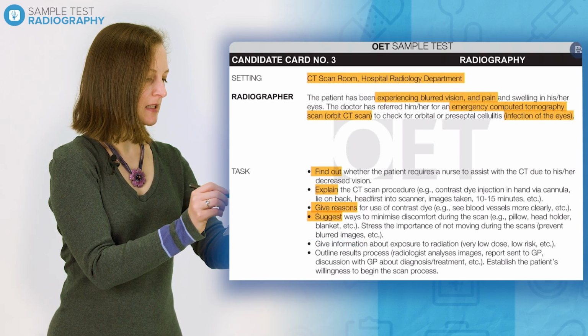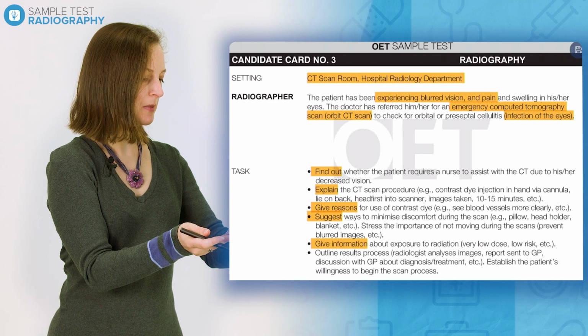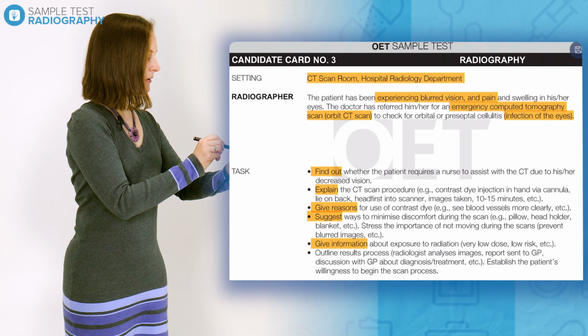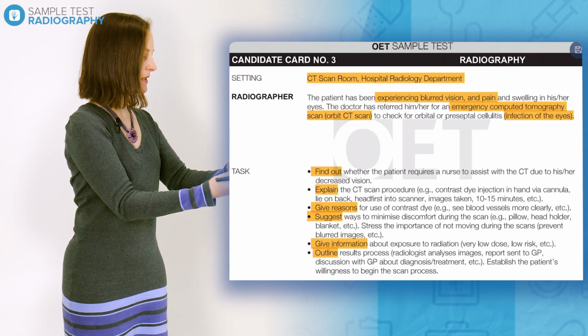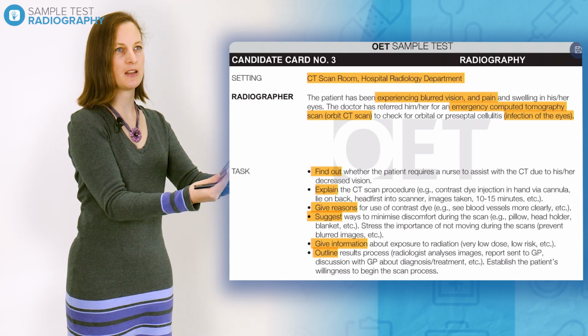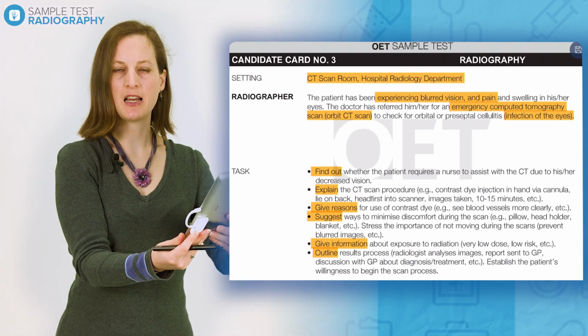Give information means to tell the patient about the possibility of exposure to radiation during the test. Outline means to tell the patient the steps of the results process and to check that they are happy to go ahead with the scan. Lastly, run through this checklist.